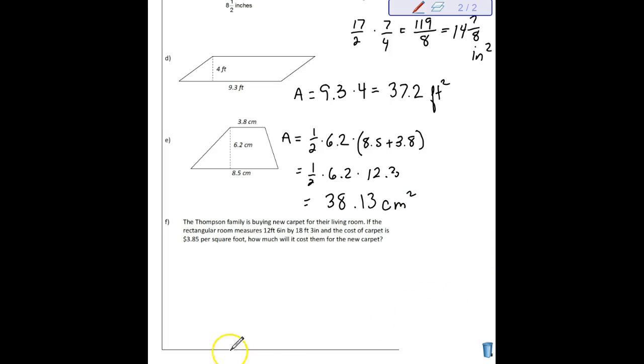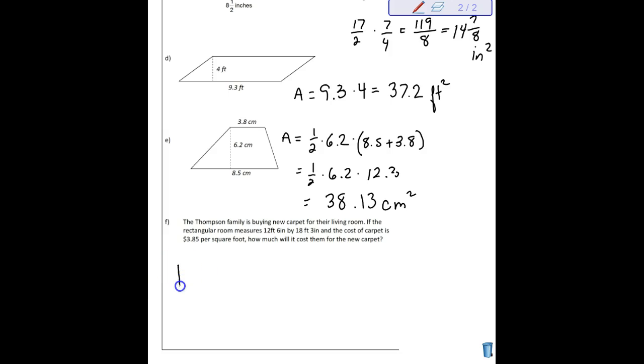Okay, let's go ahead and take a look at this last problem. It says the Thompson family is buying new carpet for their living room. If the rectangular room measures 12 feet 6 inches by 18 feet 3 inches, and the cost of the carpet is $3.85 per square foot, how much will it cost them for the new carpet?